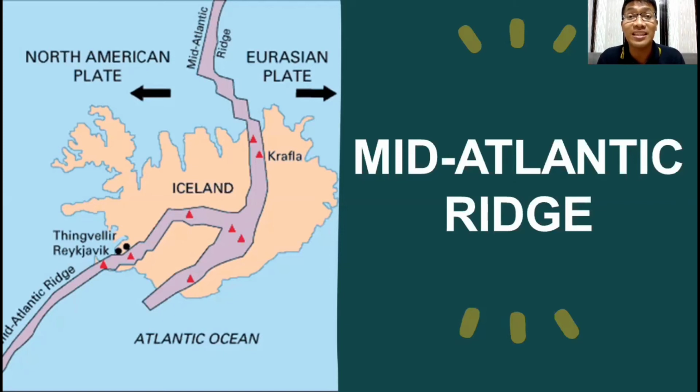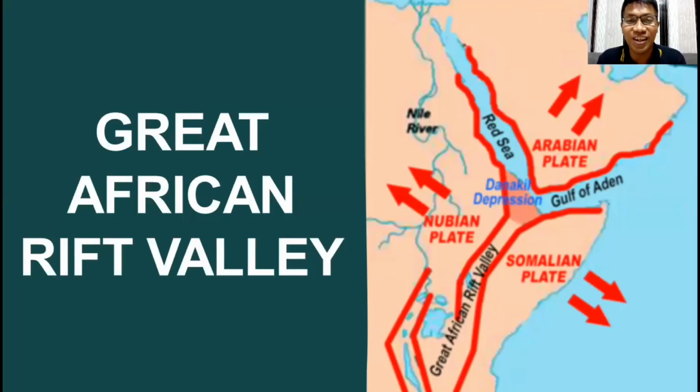And also, this is the area that is being monitored by our scientists to tell how big is the new land formed or how big is the expansion happening in Earth. Another geologic feature that is formed in divergent boundary is the Rift Valley. And the most popular is the Great African Rift Valley. And this is formed as the Nubian Plate is moving away from Somalian Plate.